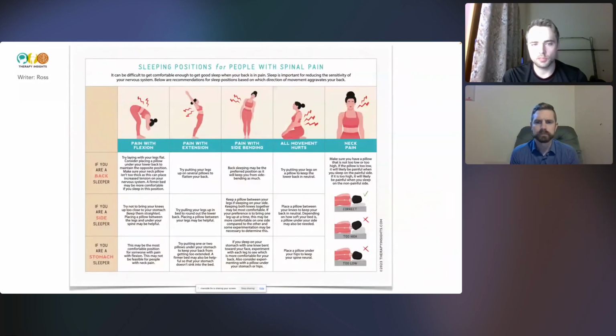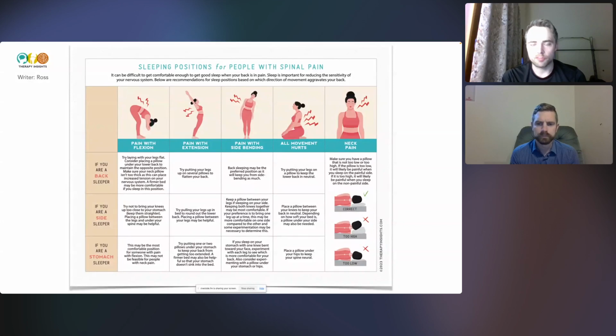This is just a simple resource that you can give to people with spine pain, specifically low back pain is kind of what I focused in on with this. But it talks about some just basic recommendations for how you can change your sleeping position if you're a back sleeper, side sleeper, stomach sleeper for different types of pain.